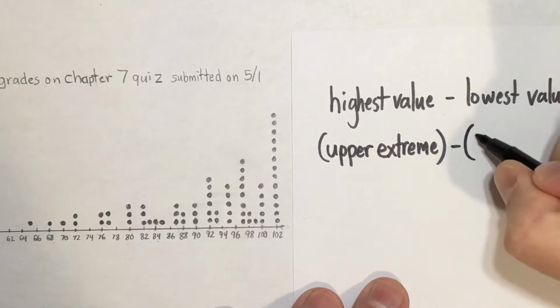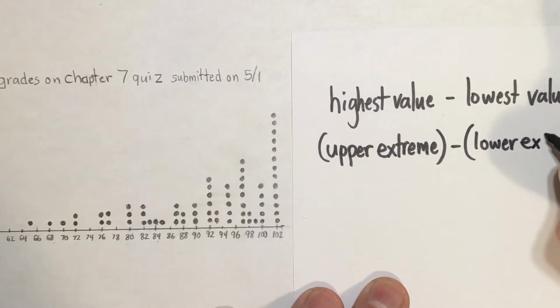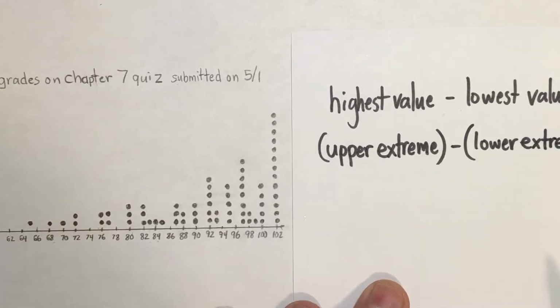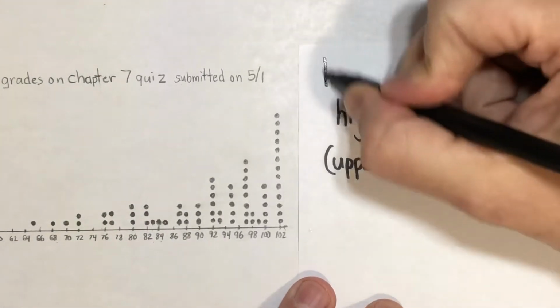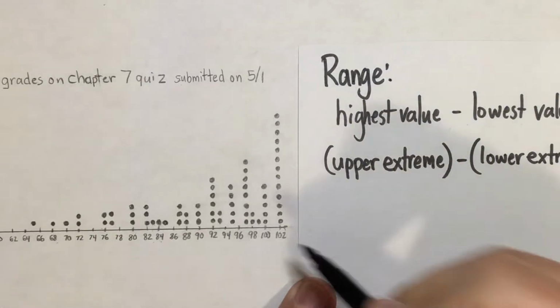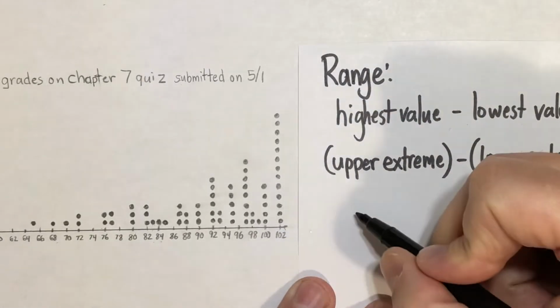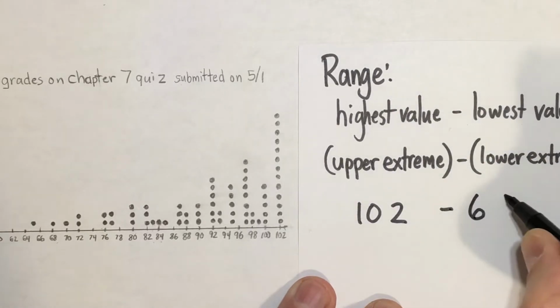And then we subtract the lower extreme. So those are the correct terms that we use to describe the highest and the lowest terms in our data. In this case, our upper extreme, this is again to calculate range. The highest extreme, or the upper extreme, was 102, and the lower extreme was 65.